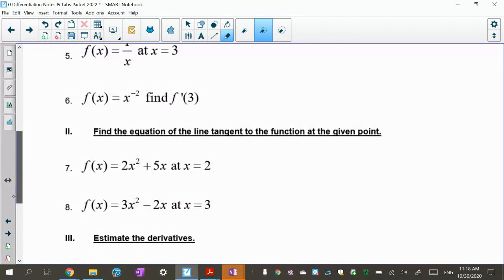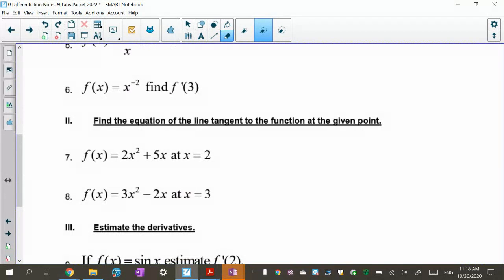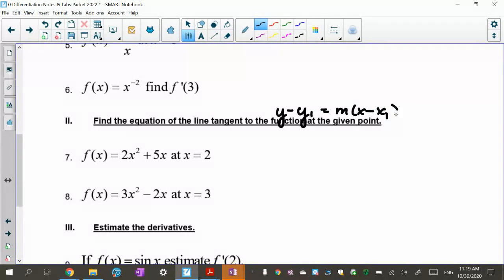I'm going to do a couple with you. 7 and 8 are the same thing, but now on this, you're going to actually use the equation of the tangent line, which is y minus y1 equals m times x minus x1. Because as you do the derivative for each one of these at x is 2, you're going to find the slope. So by doing the work, you're going to have the slope. The only difference with these is you're actually going to plug a point in and come up with a tangent line at that point.